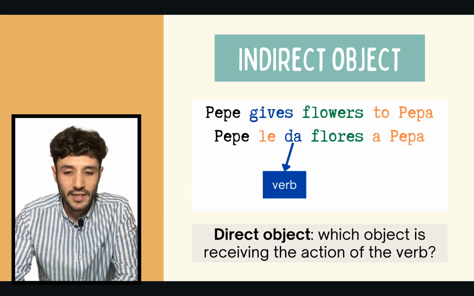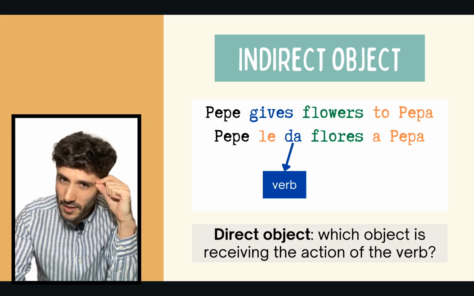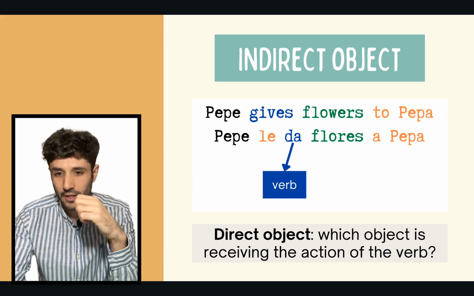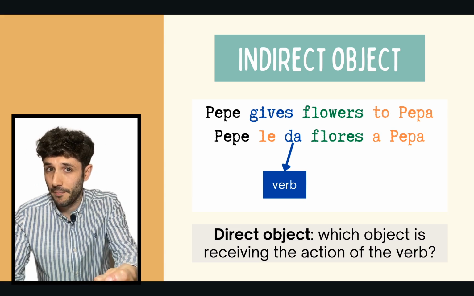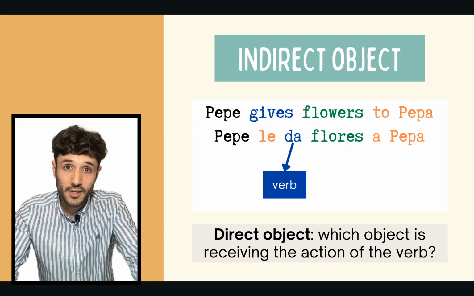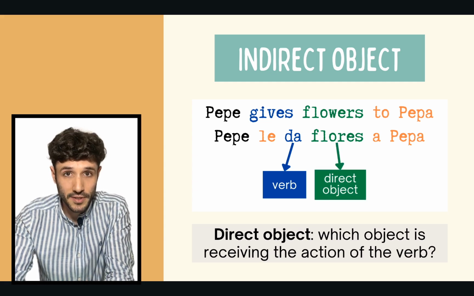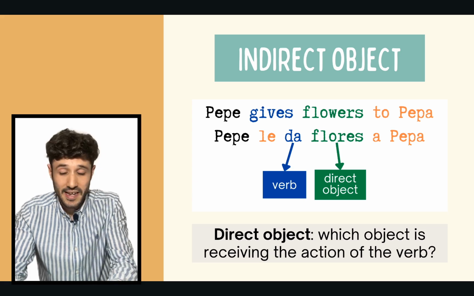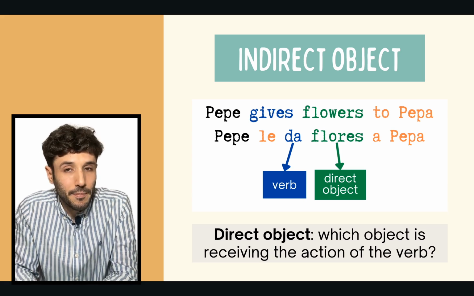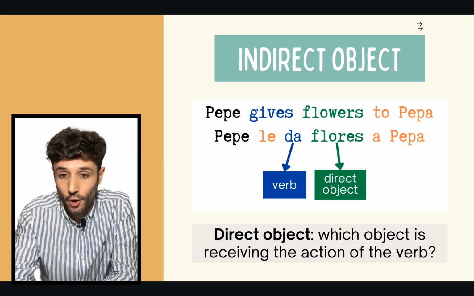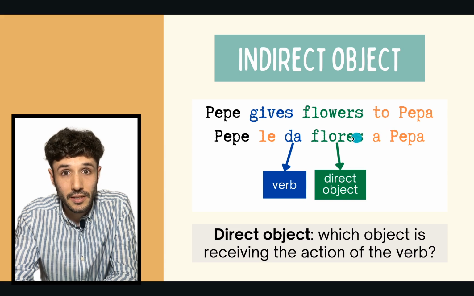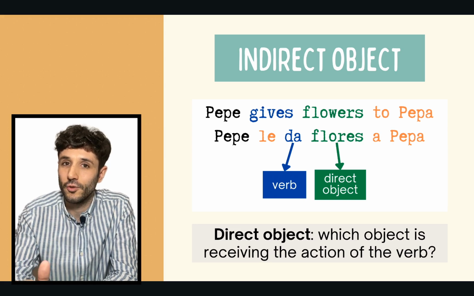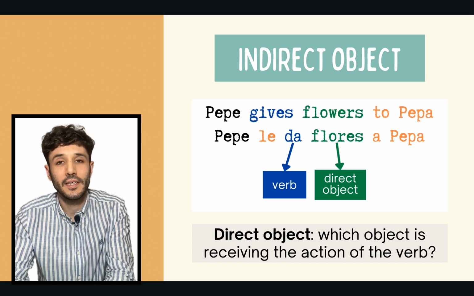The next thing we have to do is ask ourselves, okay, which object is receiving the action of the verb? So we have two things here, give flowers or give Pepa. In this context, the person is giving flowers, so flowers is the direct object. Keep in mind the direct object is not always going to come right after the verb. In this sentence, I could say, Pepe le da a Pepa flores. So I can switch the order of objeto directo and objeto indirecto, direct and indirect objects. So do not trust which one goes first and second, because that's not always going to tell you which one is which. Just always identify the verb and ask the verb.